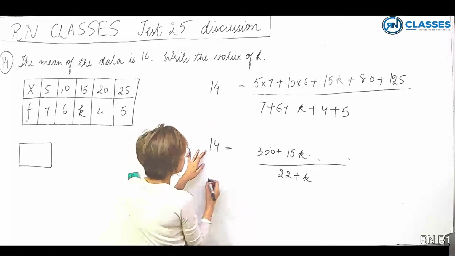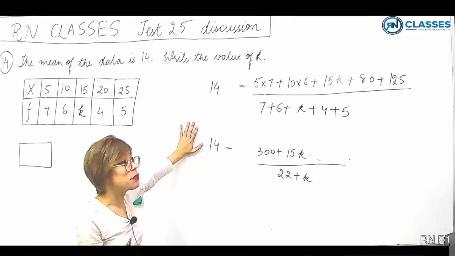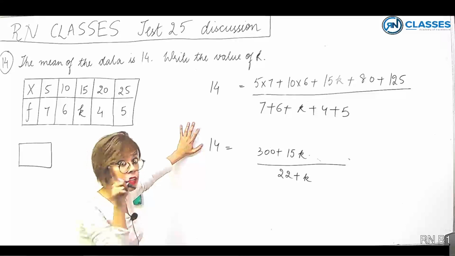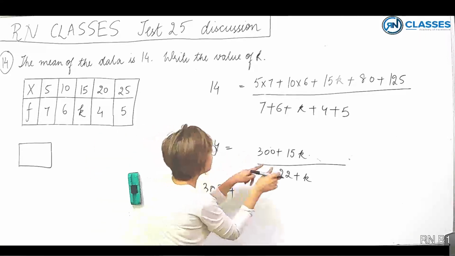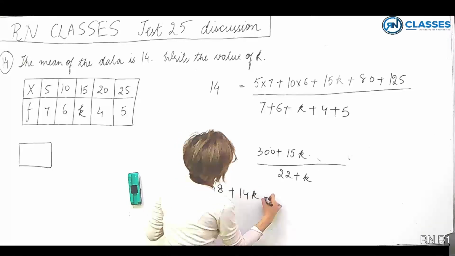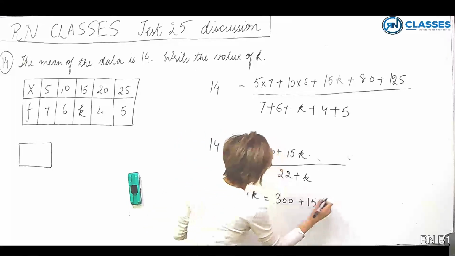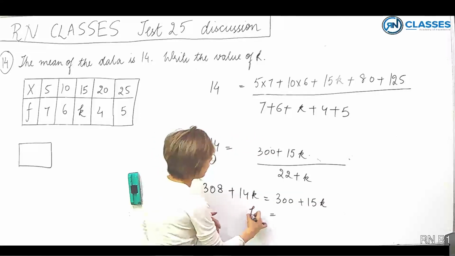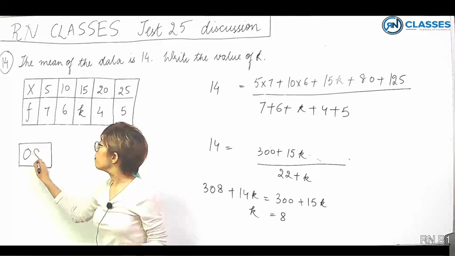So, let's just cross multiply. 14 into 22: 14 into 20 is 280, 280 plus 28 is 308. I'm getting good at it. And 14 into k, so plus 14k is equal to 300 plus 15k. Let's just transpose and k turns out to be 8. So your answer is option 8.